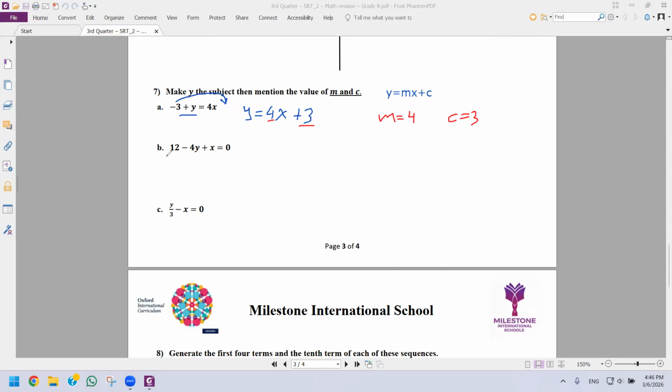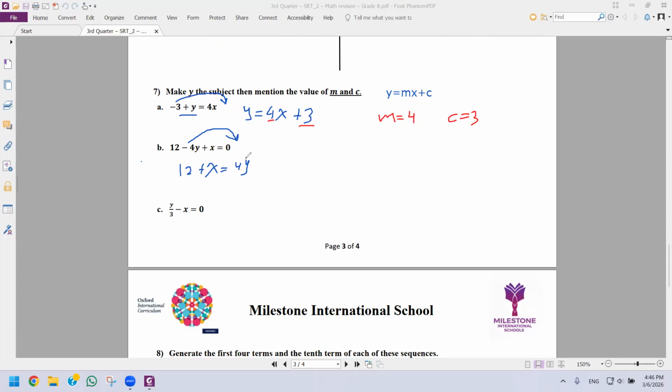Now for the next one, I need to make y the subject. So I need y to be alone. But here I have minus 4y. Y is negative. So what should I do first step? I will take minus 4y to the other side. 12 plus x equals to 4y.